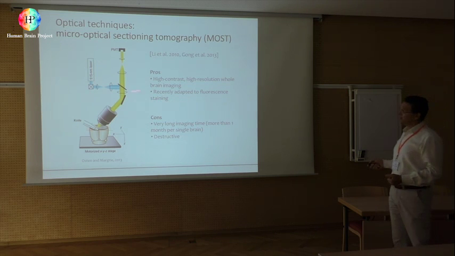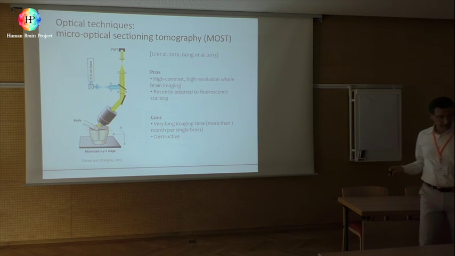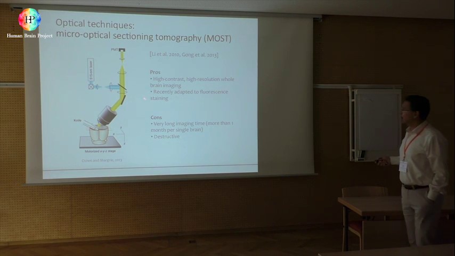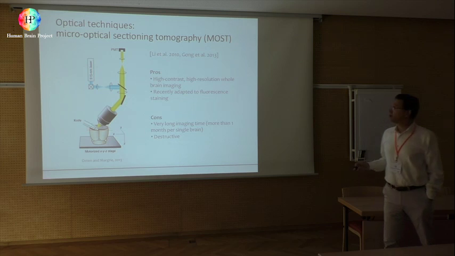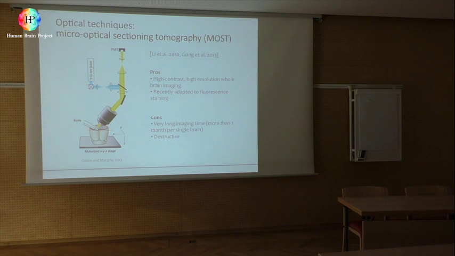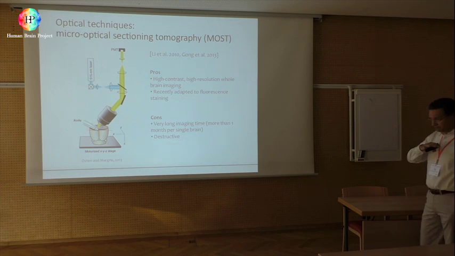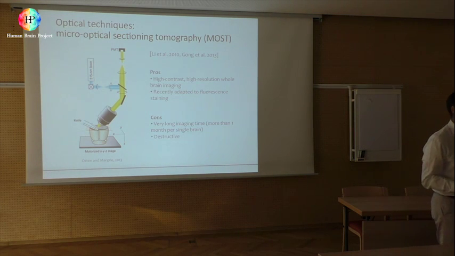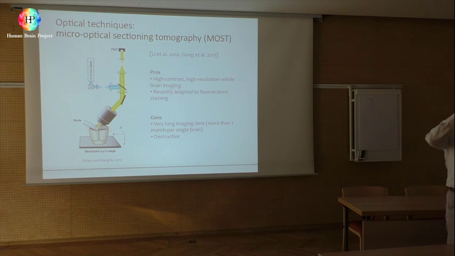So the advantage of this whole brain imaging is that it's high contrast, high resolution. Recently they adapted it also to fluorescent staining, because at the beginning it was with Golgi staining, so it was non-specific. Now they can do it with fluorescence. The disadvantage is that it's pretty time consuming, because you have to physically slice the brain and image, and it takes of course time. And then of course you have to realign all the different pieces.